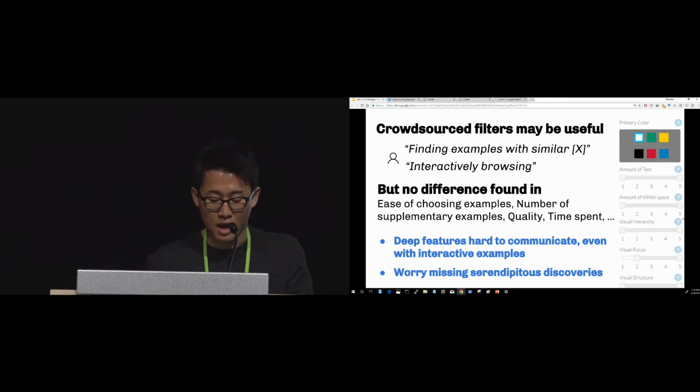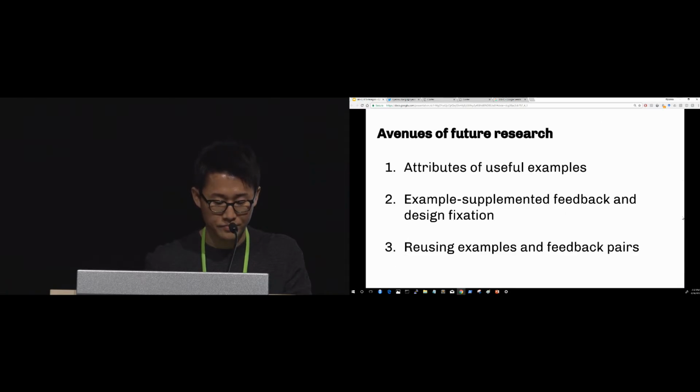Part of the reason we think was that deeper features, such as the effectiveness of visual hierarchy, were hard to communicate to feedback providers, even though the participants could use the filters to see how examples are categorized interactively. There are also remaining concerns about missing serendipitous discoveries from using these filters. As such, future work remains.